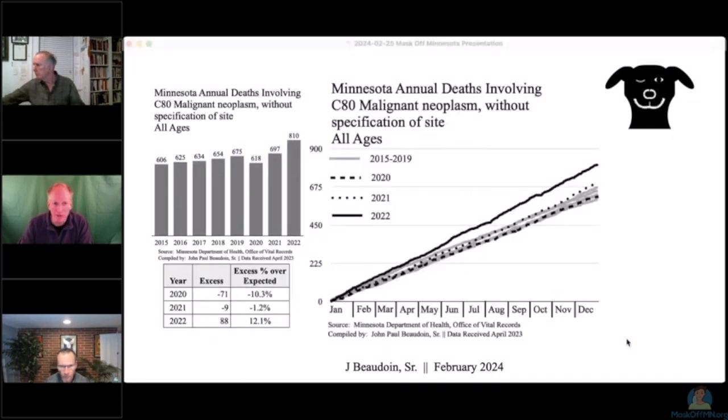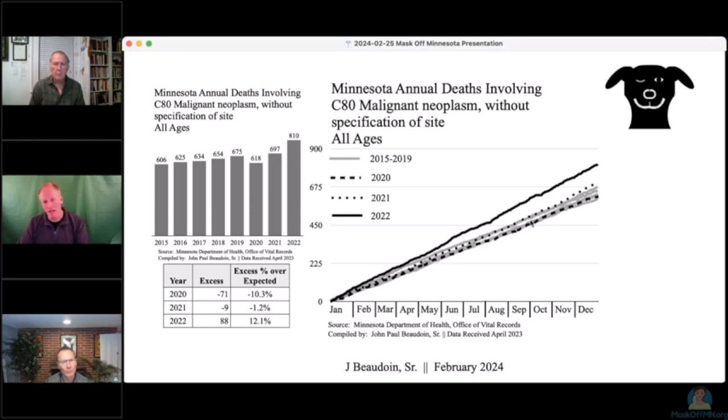Malignant neoplasm without specification of site. Now this is progressing, and then there's a deficit, and then the line comes and it hits right here. Now it doesn't seem like a lot visually, but that goes from 700 to 810. That's like 88 extra people. That's a lot of people.